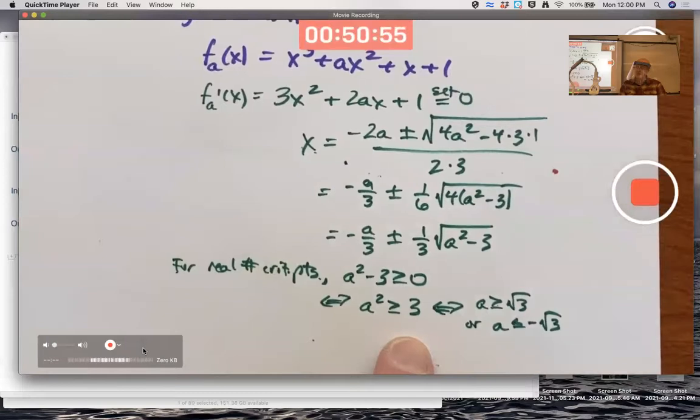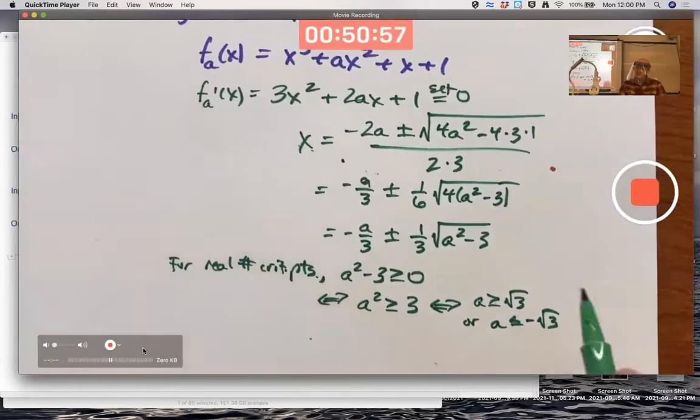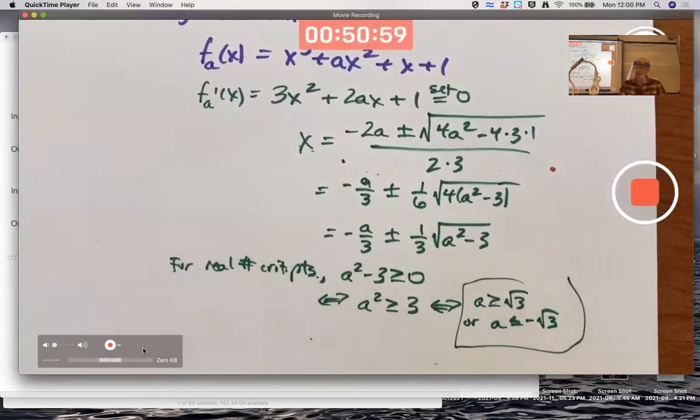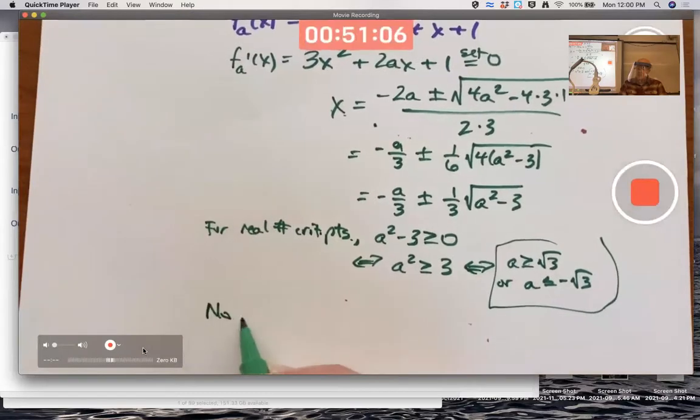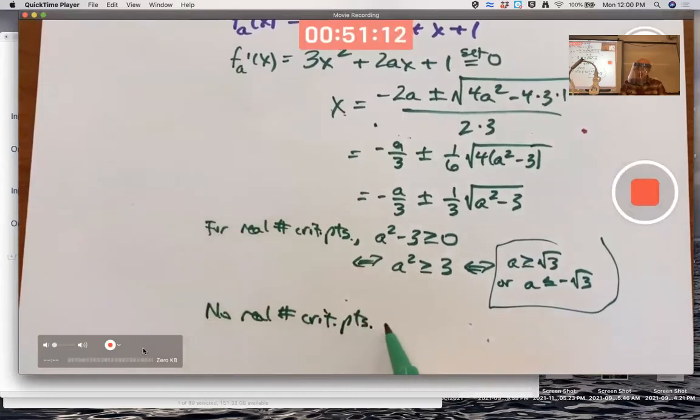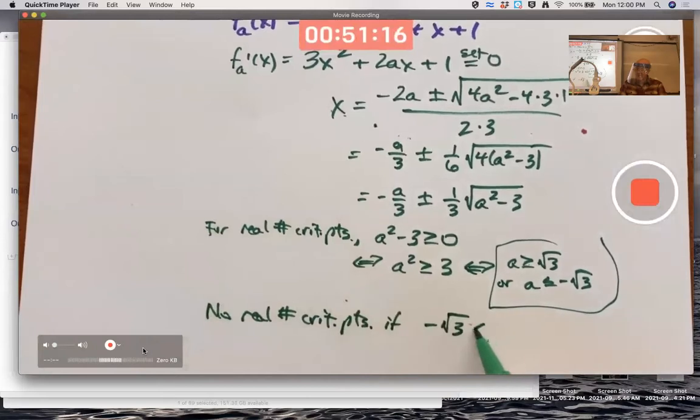So we only have real number critical points in these two situations, and you don't have any real critical points, no real critical points, if A is between negative root 3 and positive root 3. Interesting.